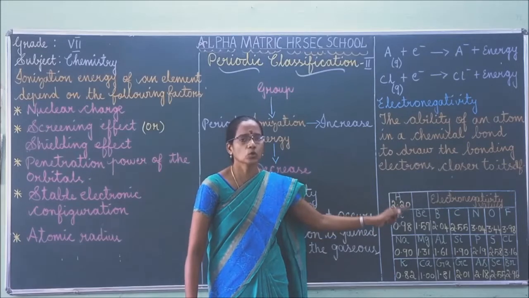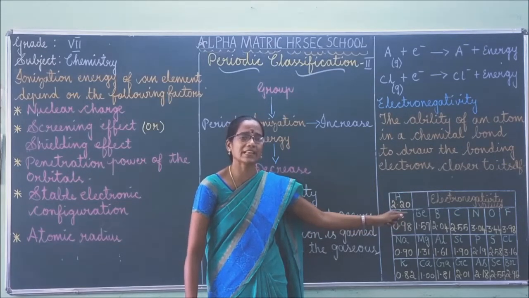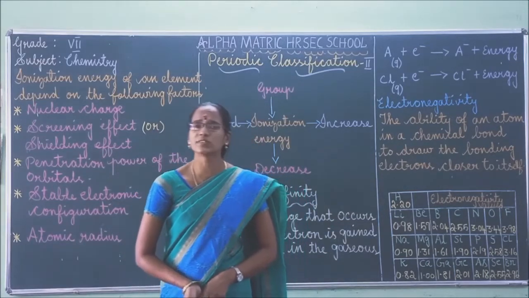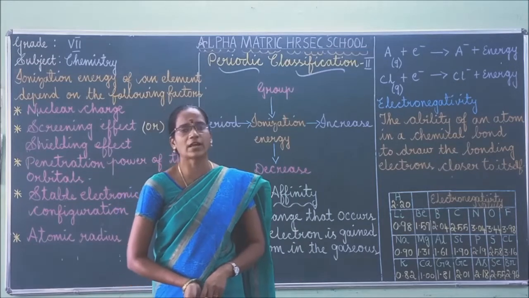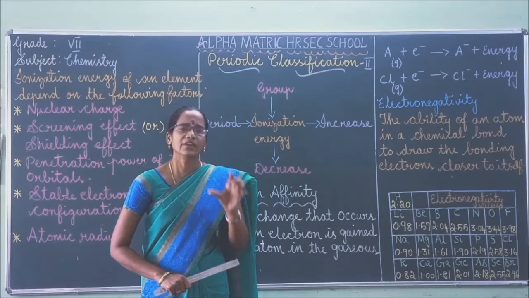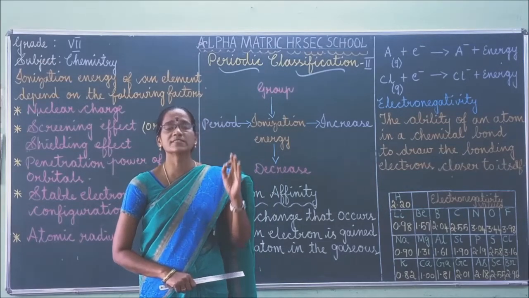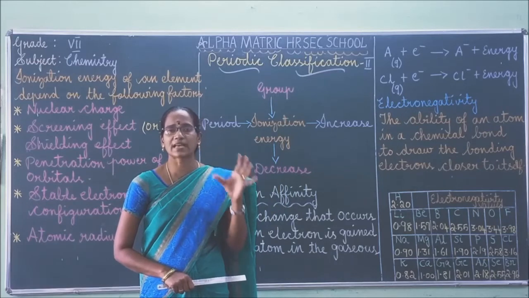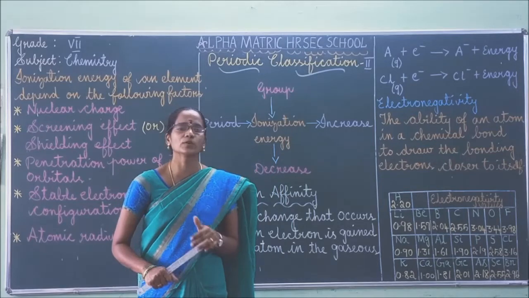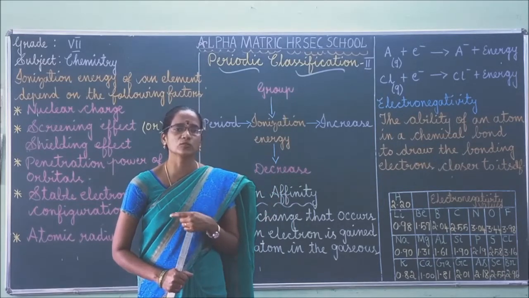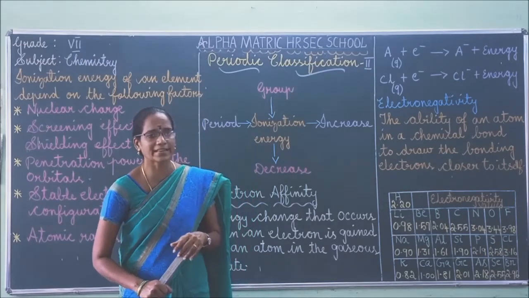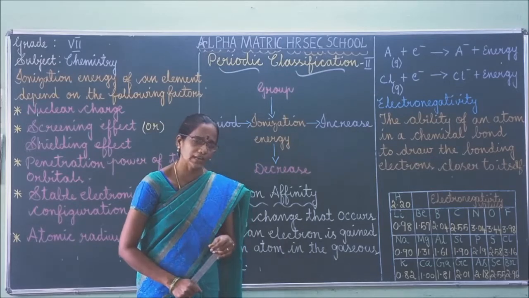We have to go through all these elements' electronegativity values. So this Pauling scale is mainly used to determine the electronegativity value, and it is mainly used to determine whether the given bond or atom has ionic character, or otherwise whether it has covalent character. For that purpose it is used.